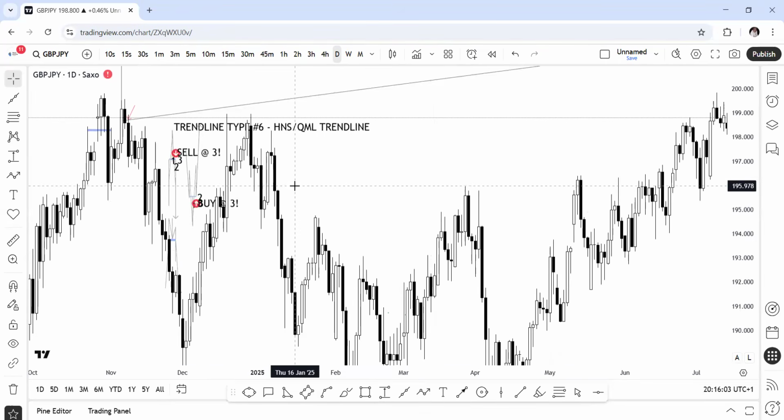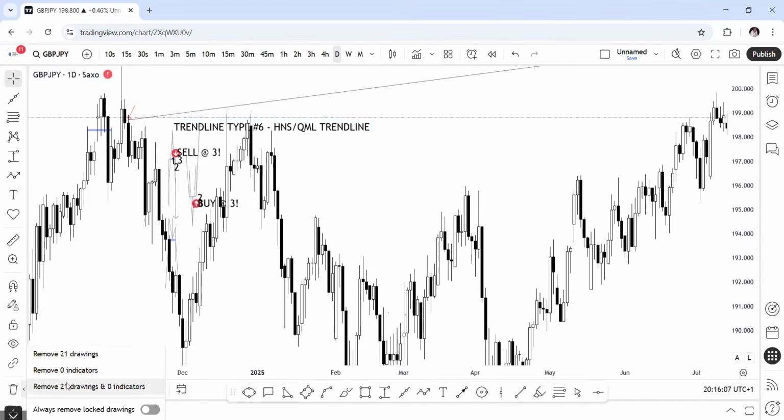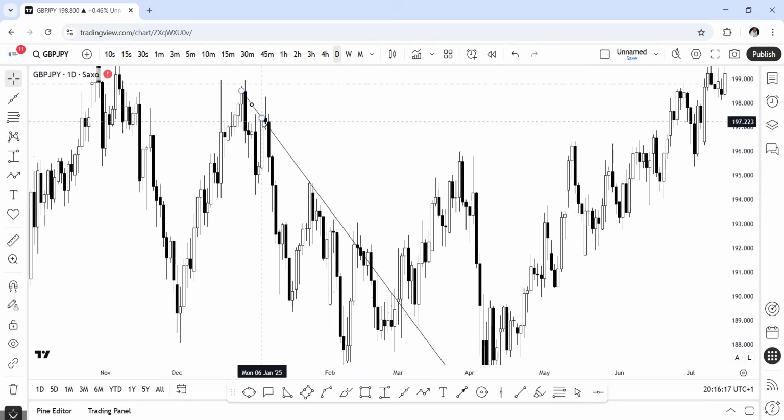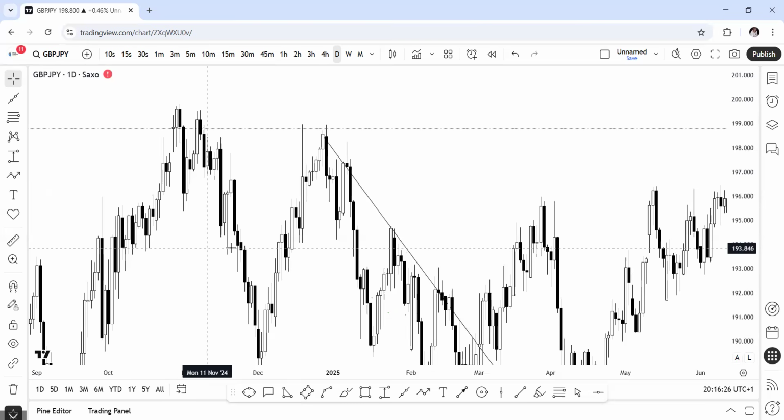Under sell, we have this under sell. Yeah, under sell. First point, second point, third point, and then it moves down. Price moves down.